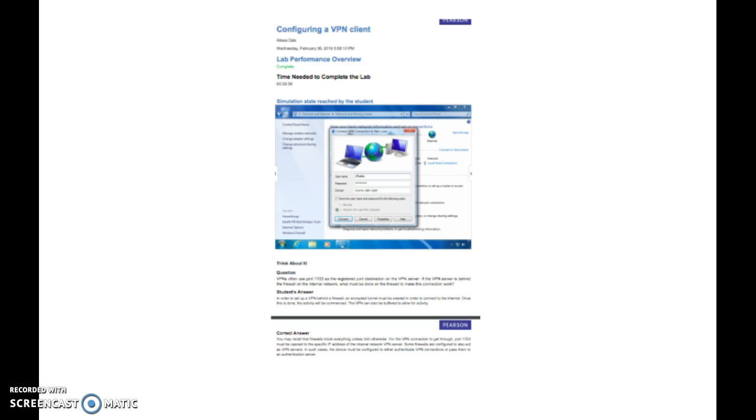Configuring a VPN client. This was interesting because, again, this was building off of previous examples that we had done, and seeing it all put together really put things into a deeper perspective for me.